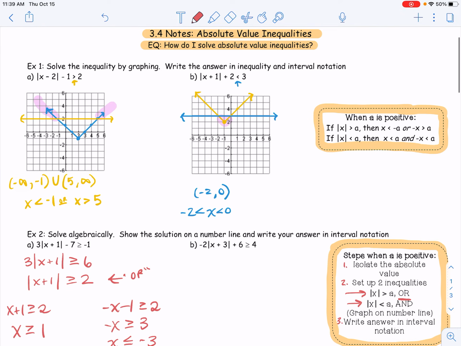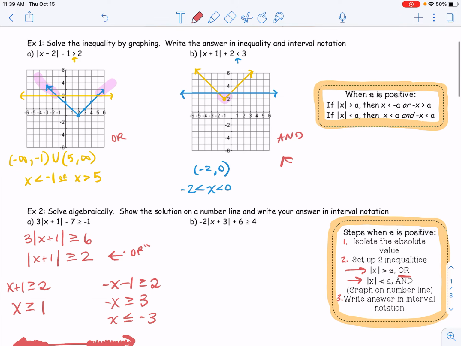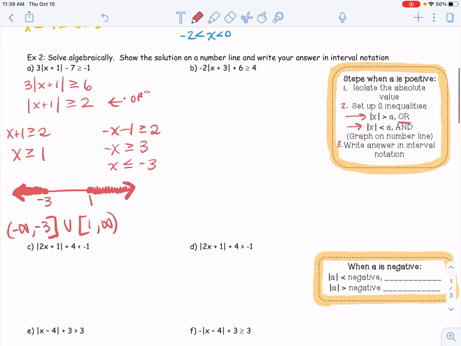That's going to be like what we saw up here. This is an AND, this is an OR. Because it's in one location, it's between this and that. Or it was here or it was here. So for this one, let's see what happens.